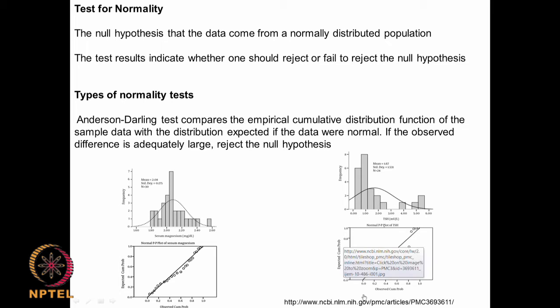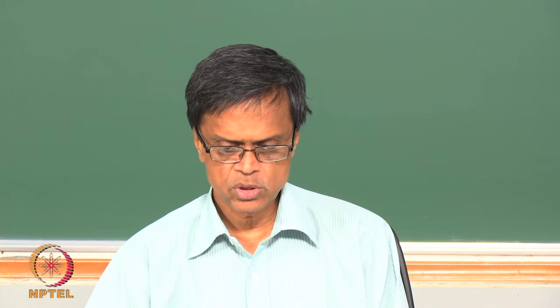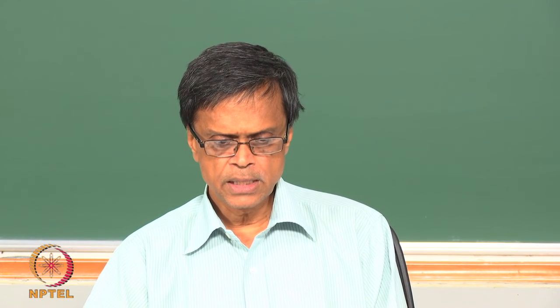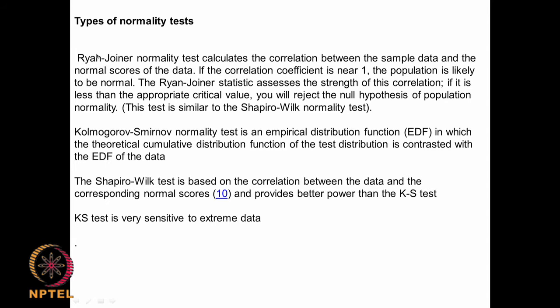If the expected and the observed do not fall on this straight line, and fall all over the place, like in this particular example, then obviously it is not normal, and the p value will be less than 0.05. So, you reject the null hypothesis and accept the alternate hypothesis. And then the other tests which I mentioned: the Ryan-Joiner test, which calculates a correlation coefficient, and the Kolmogorov-Smirnov method, which calculates an empirical distribution function.